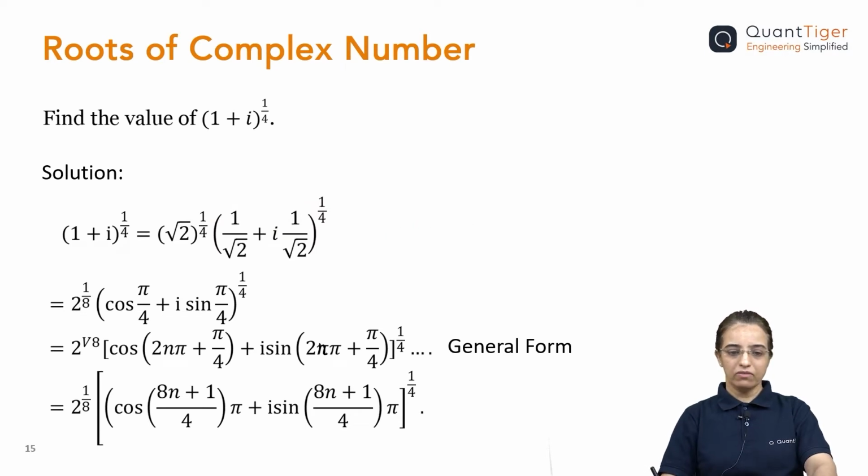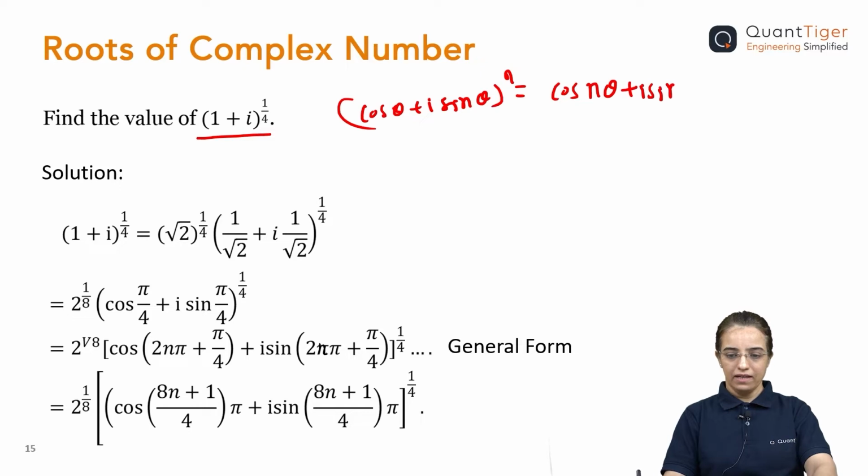Here we have to find the 1/4 root of 1 plus i. First of all, if you remember De Moivre's theorem, it is always (cos theta plus i sin theta) raised to power n. If it is in this format, then we can bring the power in front of the angle: cos n theta plus i sin n theta. This is how we write De Moivre's theorem.